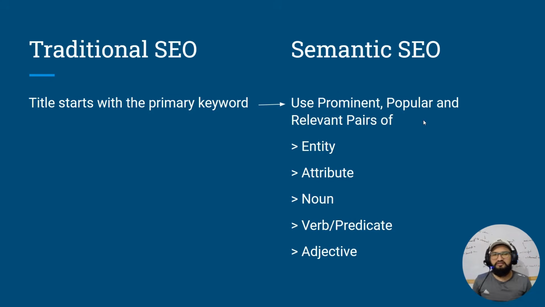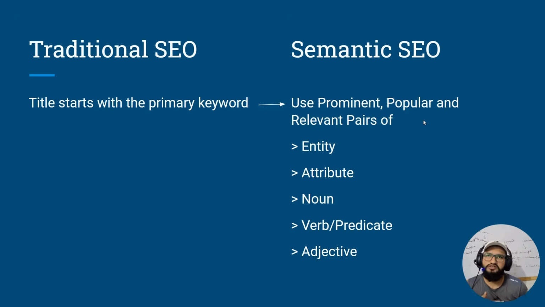Number three is traditional SEO versus semantic SEO. The difference is the title starting with a primary keyword. I've discussed that you do not need to start your title every time with a primary keyword. What do you have to do now? You have to focus on multiple aspects at the same time. And as you can see, for every topic, there is one particular entity that someone is searching.